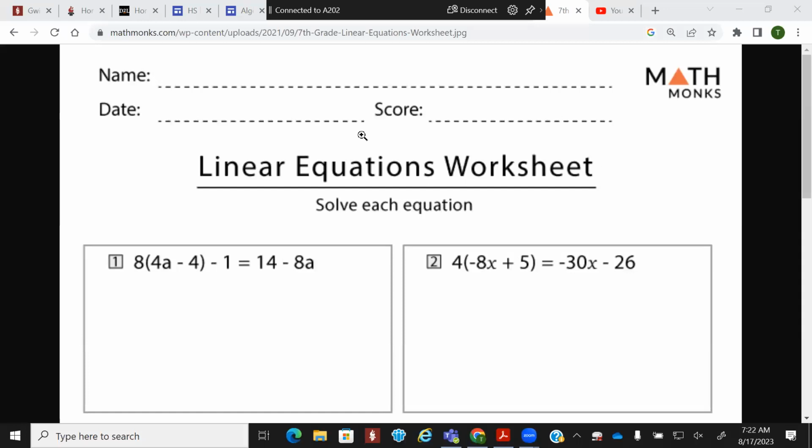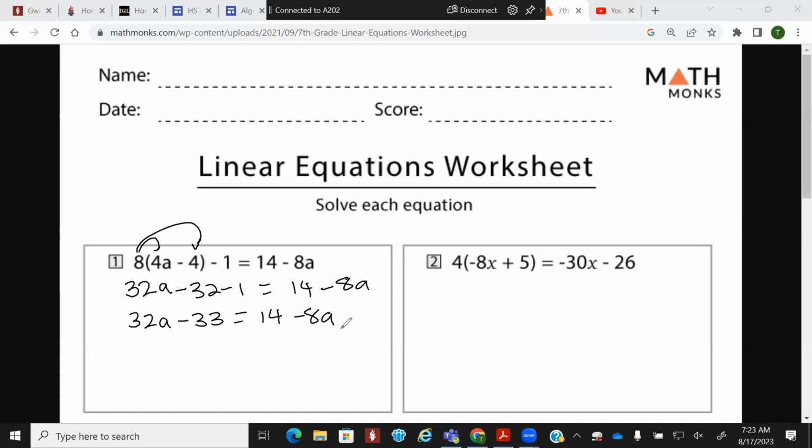Okay, so if we're going to solve this, what do we need to do on this left-hand side? Distribute. So what's 8 times 4a? 32a. Okay, 8 times -4? -30. Okay, is there anything I can combine on the left-hand side? Oh, wait, that one. Okay, so -32 and -1. That'll give me -33. And notice how I just copied the same thing on the right-hand side, like just brought it down.